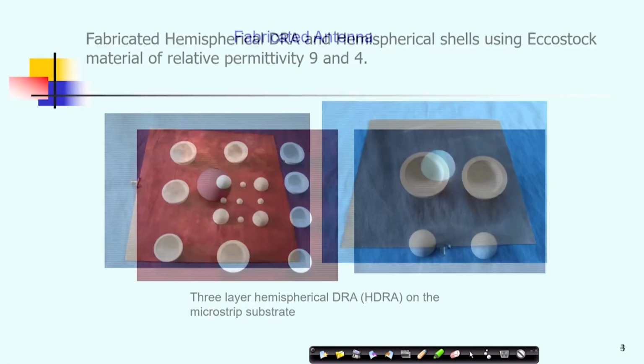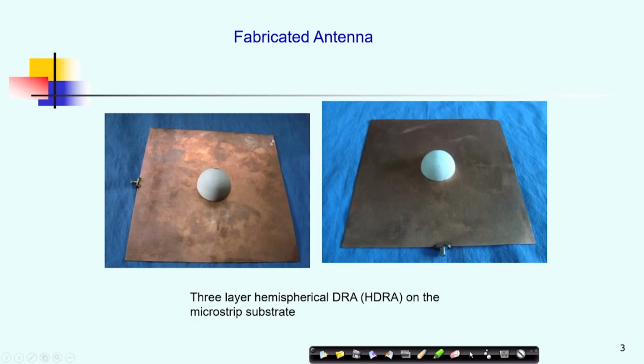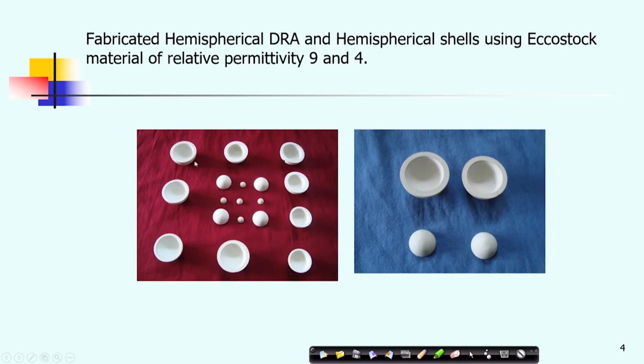So, this was our fabricated antenna structure, which was the 3-layer hemispherical dielectric resonator on the microstrip substrate, and these were the shells, the inner shells and outer shells. Typically, we used the permittivities of 9 and 4 using EcoStock material. So, these are the photographs of this.